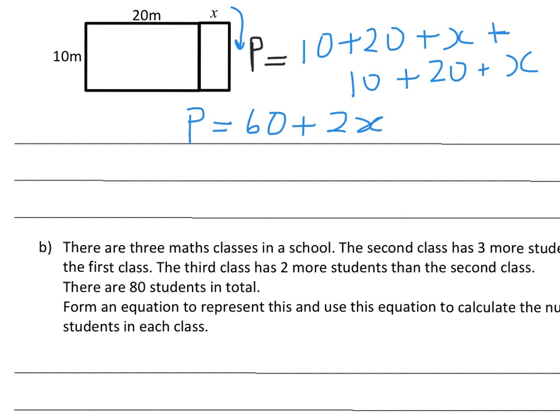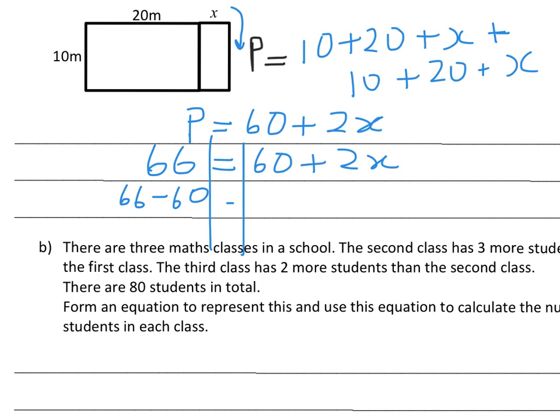We're going to use that if the perimeter is 66 meters. So 66 is our perimeter. P equals 60 plus 2x. You can work this out in your head, or if it's more difficult you could use the river method. So 66 minus 60 equals 2x, 6 equals 2x, so we can see that x equals 3 meters.